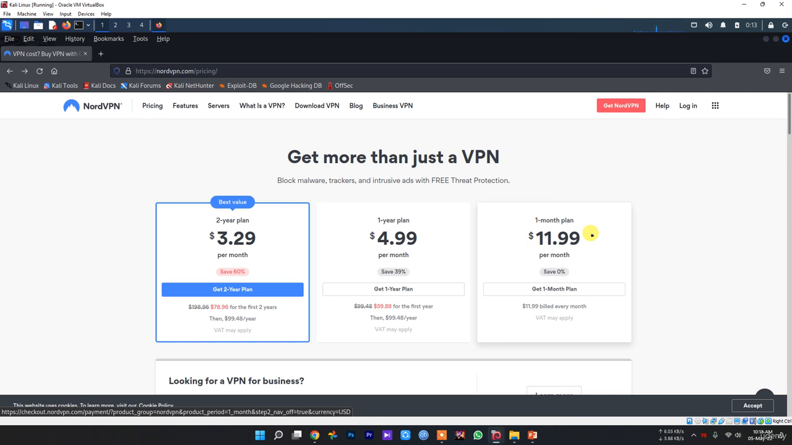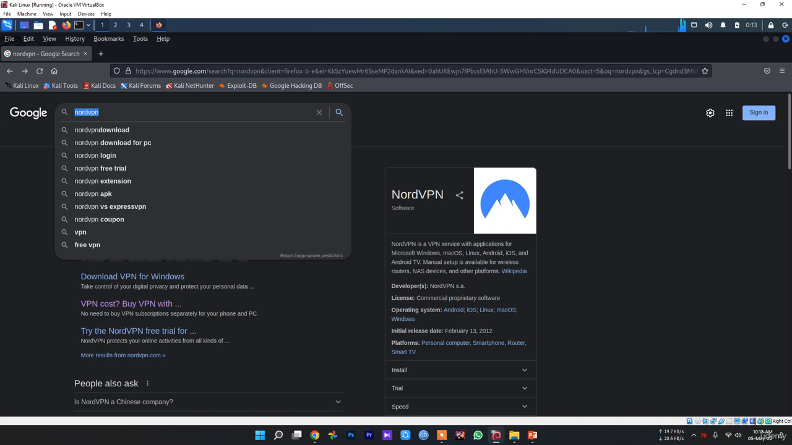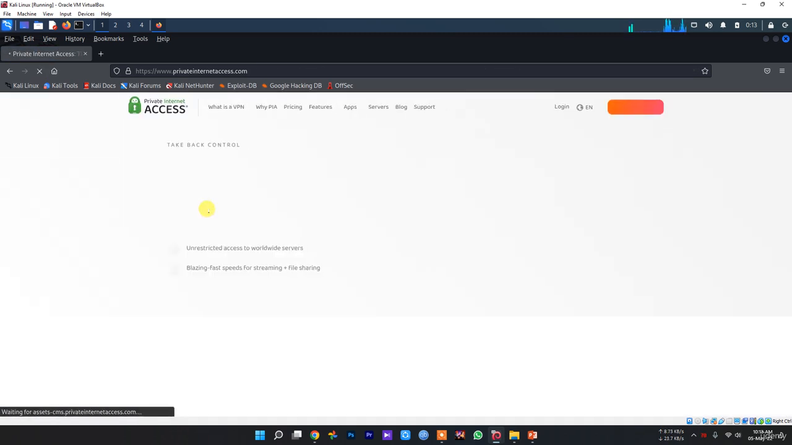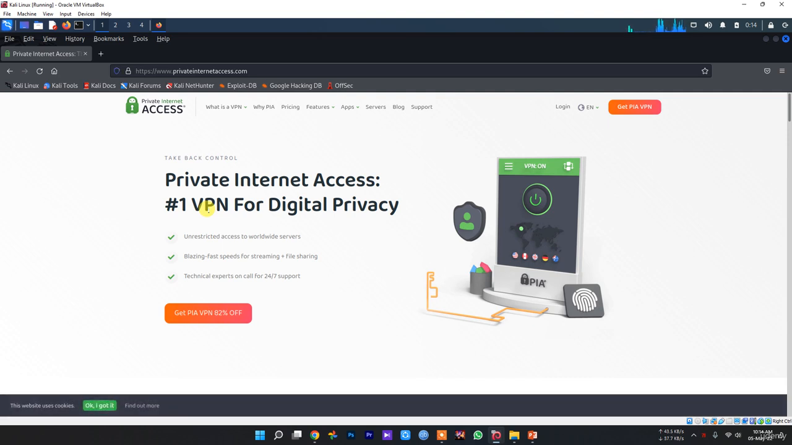So third is Private Internet Access. So let's search that. Private Internet Access is one of the secure anonymous VPNs with a court-proven zero log policy and customizable security features. So all of those have a 30 days money back guarantee.